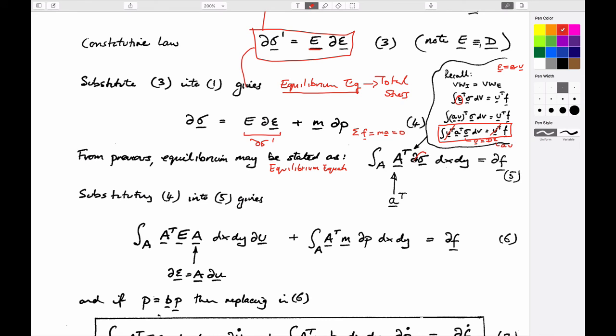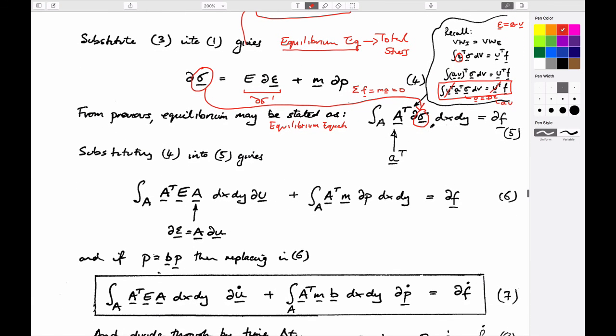We have this here, and we also have this here. So presumably we can substitute this into here. And if we do that, then equation 5 with the constitutive law thrown in, and importantly with the constitutive law written in terms of total stresses, but including the impact of effective stresses and pore fluid pressures. Now we have an equilibrium equation which includes total stresses, but now it includes the influence of effective stresses and pore fluid pressures. And so this becomes equation 6.